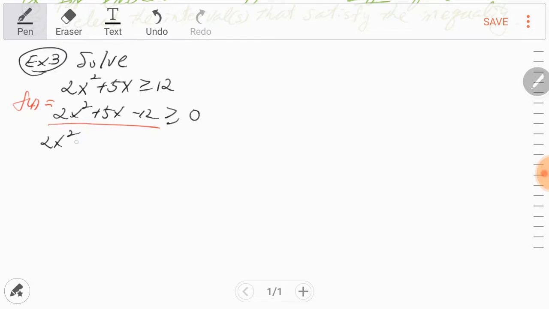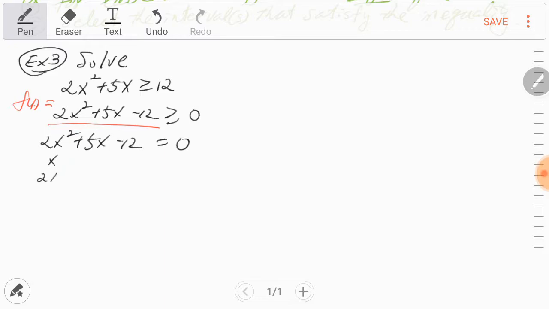Set the function equal to 0. So 5x minus 12 is equal to 0. Okay, so set the expression equal to 0 and then find x. Since this expression is equal to 0, then this expression f of x, y, is 0. So all these x values are what? X-intercepts.